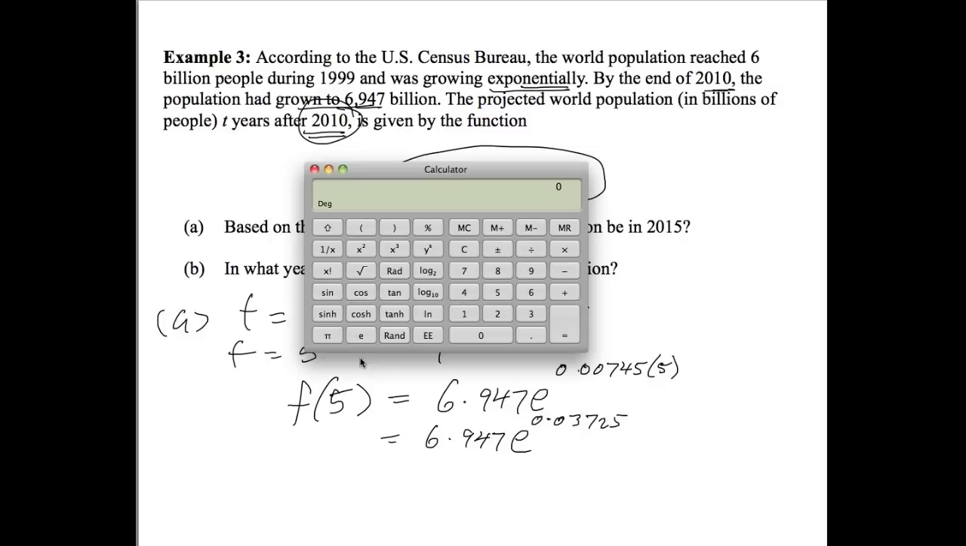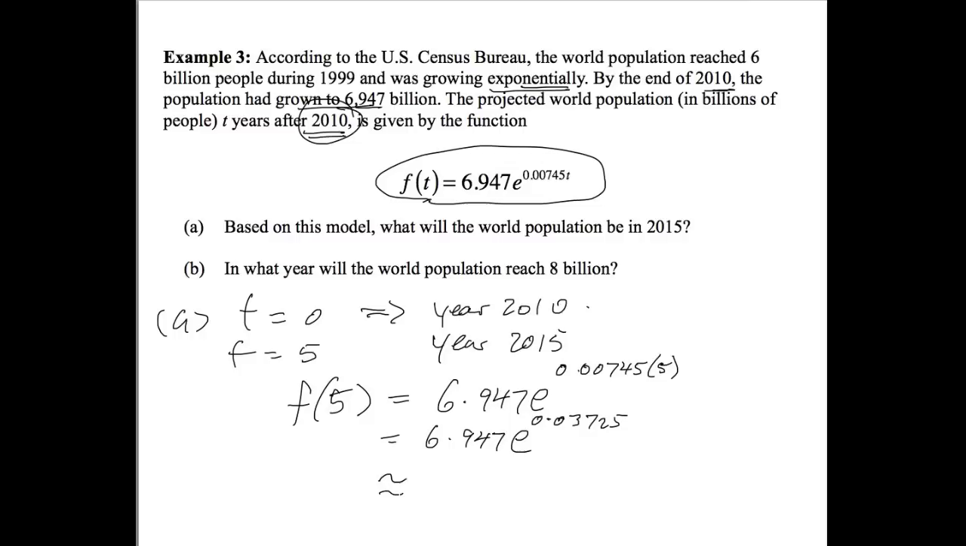Right, now we need to raise that to the power of e, so we end up with this. So actually we need to do that. So e, so we take this to the 0.03725 equals this. Now times it by 6.947, and we end up with 7.2, rounded off here, so it's going to be approximately 7.211 billion in 2015.